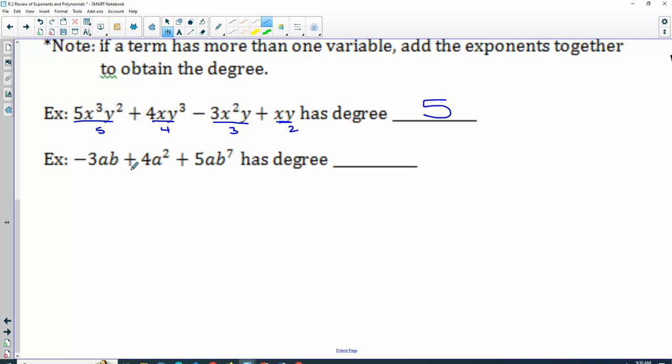So on the second one, how many terms are there? I think there's actually 3. We have 2 addition signs, so 3 terms. This is a degree of 2. What's the degree of this term? And this one? 8. So overall my degree is 8.